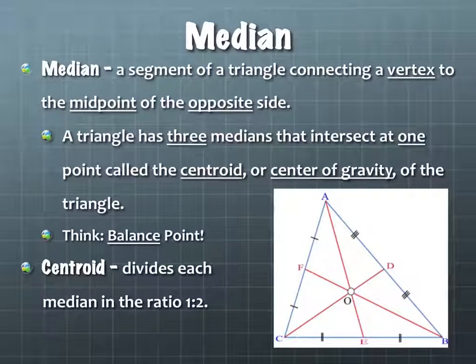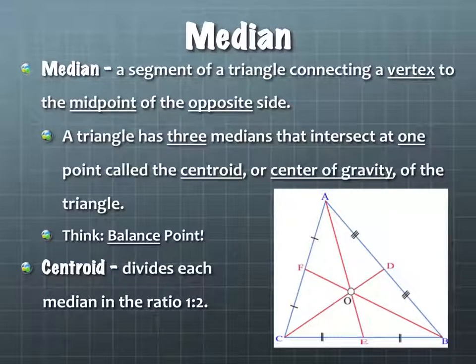There are 3 medians because there are 3 vertices, 3 possible other sides. And they all intersect at one point. Just like the circumcenter intersected all at one point, right? It was 3 intersection values. Same thing with the incenter. So it is with the medians. The 3 medians intersect at the central point called the centroid. Centroid is also sometimes called the center of gravity of the triangle.